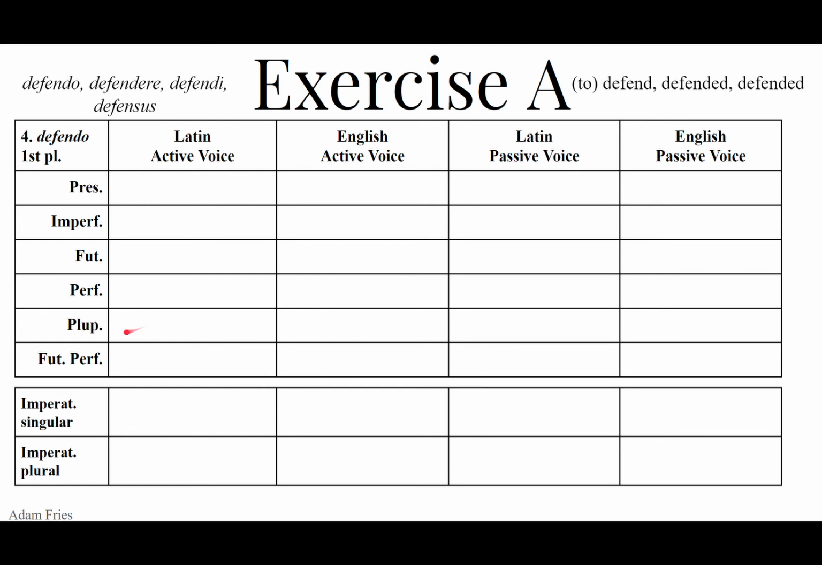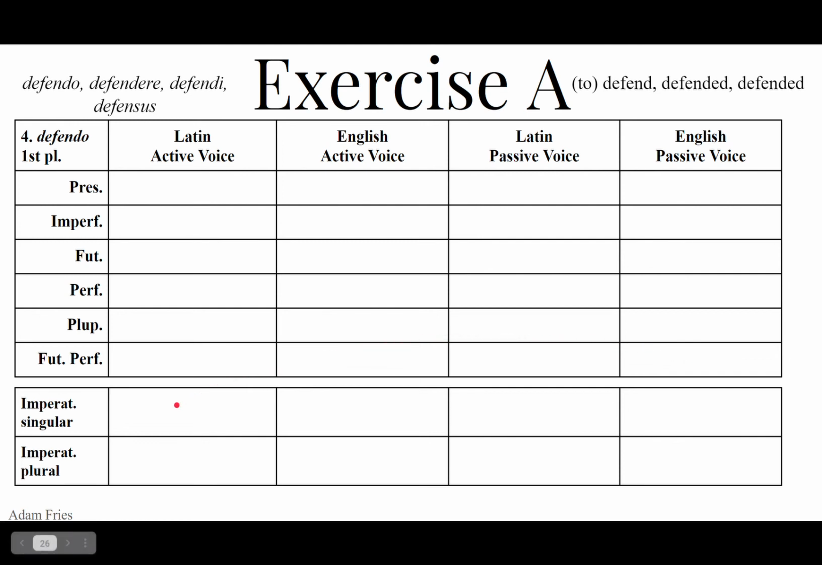The plural, defenderamus. Defenderamus. We had defended. And the passive defensi eramus. We had been defended. The future perfect active. Defenderimus. We will have defended. And the passive defensi erimus. We will have been defended.